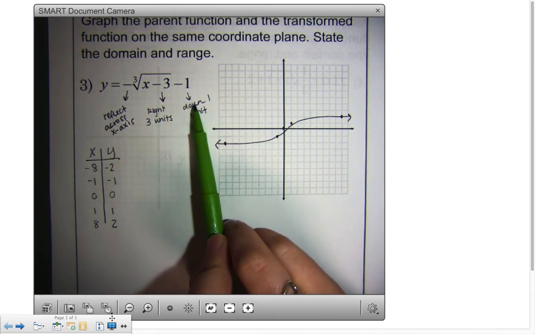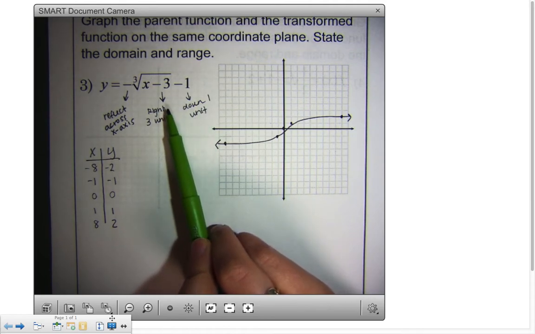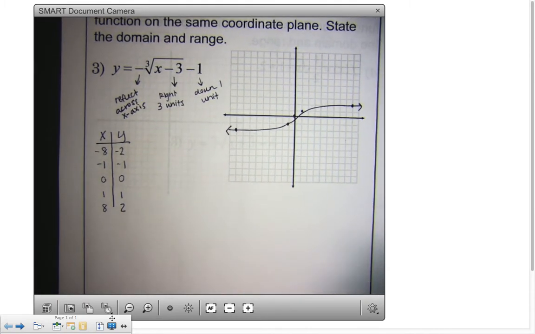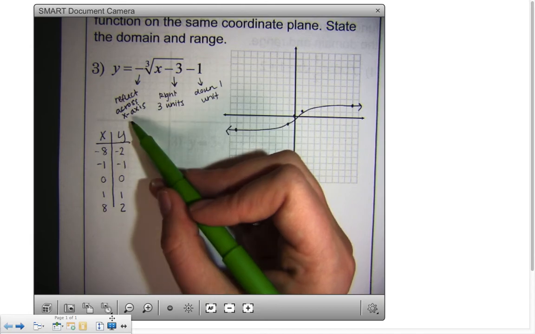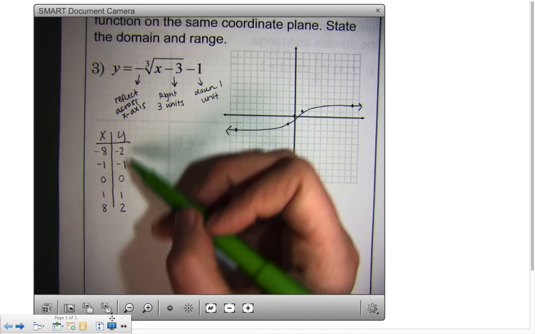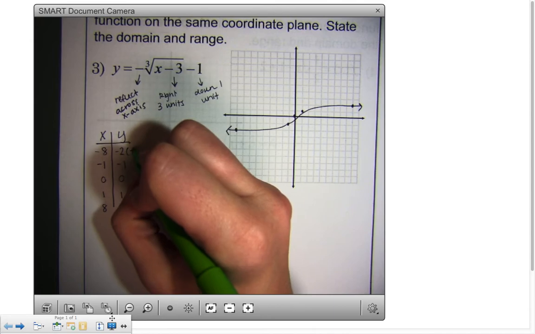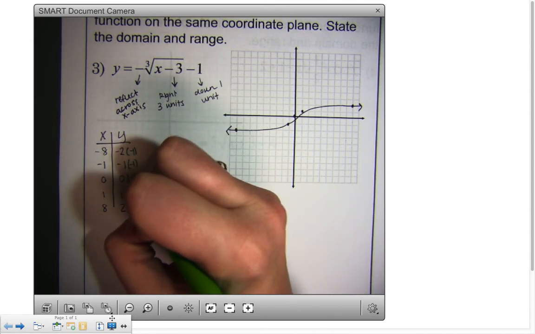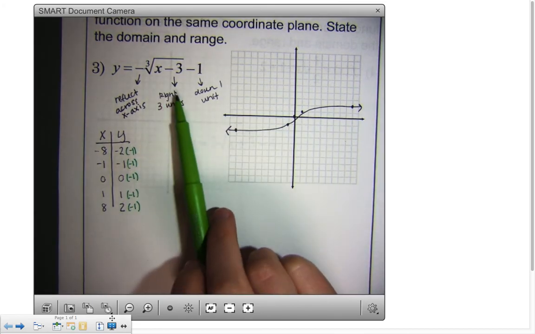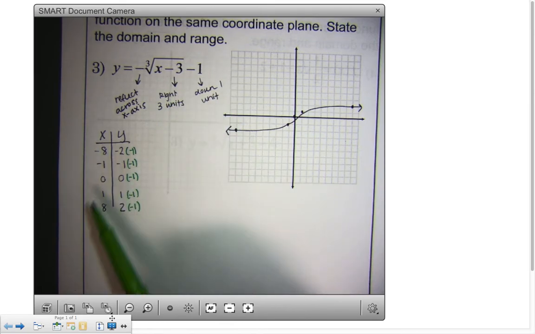The a and the k value are both affecting the y values, and the h value is affecting the x values. When you're transforming the table, you always want to do the a value first before you take care of the k value. So I'm going to go through and multiply all of my y values by -1 because that's what a is. This is affecting my x values, and since I'm shifting everything to the right, I'm going to add 3 to all of my x's.